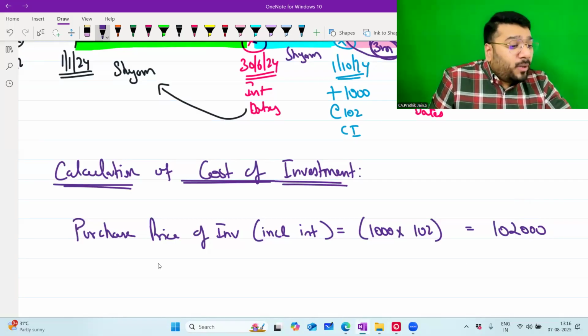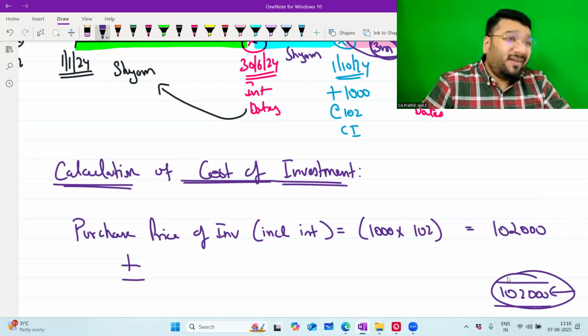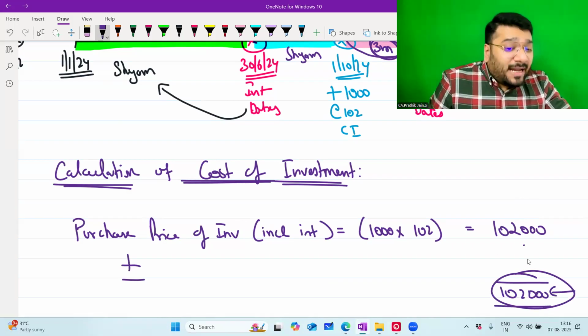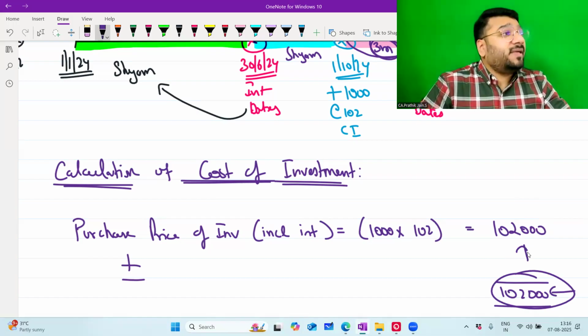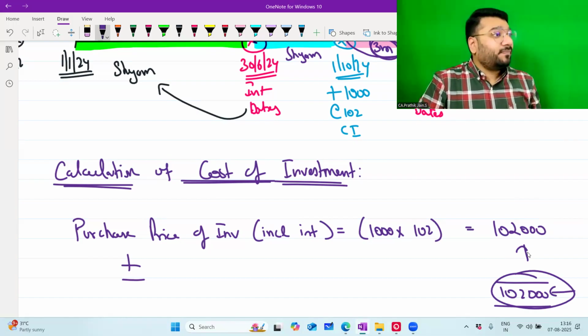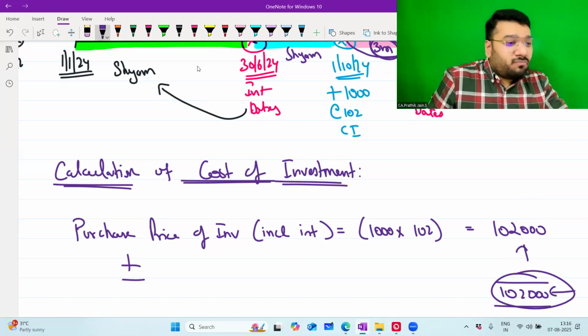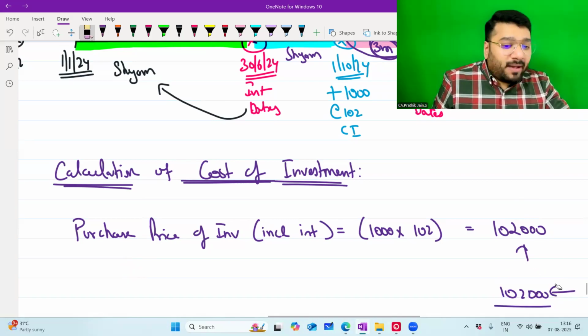This purchase price includes interest. Now, if I don't do any adjustment, plus and minus, and close it, 1,02,000 becomes the cost of investment, which means you will be debiting this in the investment account. Is it right? In this 1,02,000, the interest component is there. The interest component we have to debit, but not in the investment account. We are debiting the interest account. But it is sitting here. So should I add or minus? Minus. So minus interest. Understand the logic.